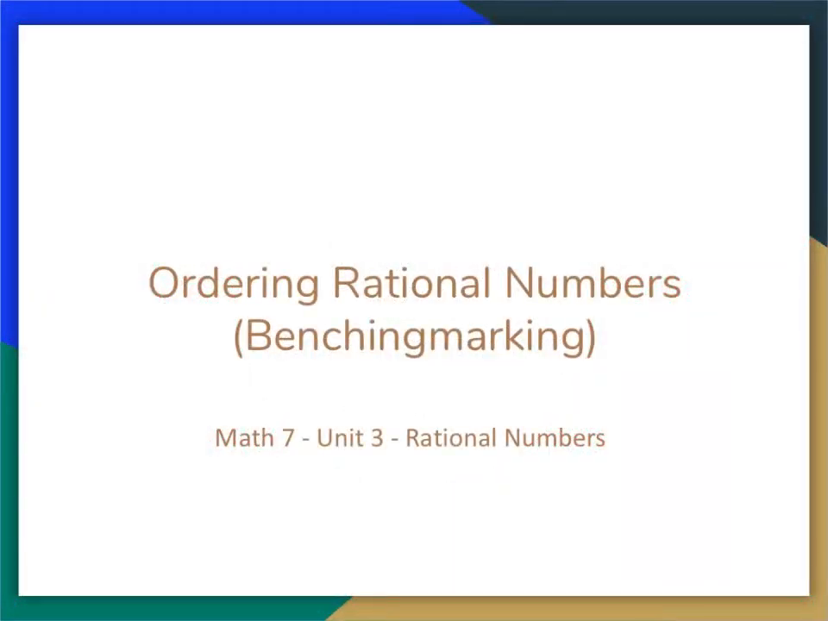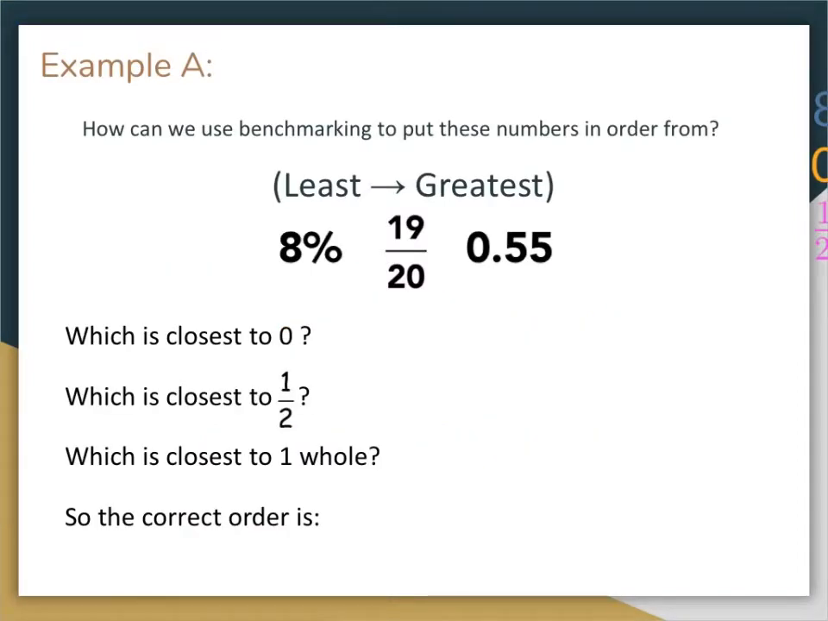We'll be talking about ordering rational numbers. We're going to be doing that using something called benchmarking. So let's go ahead and take a look at the first example. Here we are in example A, and it says, how can we use benchmarking to put these numbers in order from least to greatest?